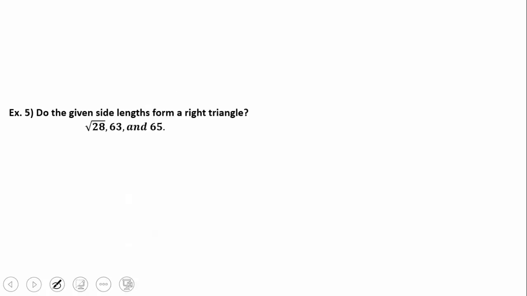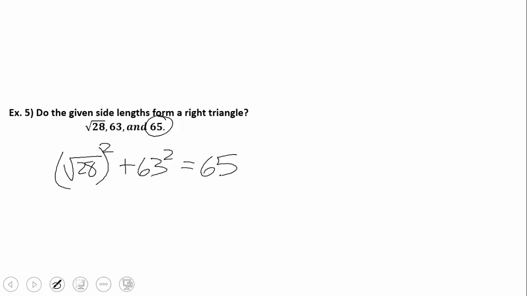Outstanding. One more time, and I know you can do these things, but I'm just showing you a little bit of difference that they're going to give you when they give you side lengths. They might give you some funky looking number, like the square root of 28. Still makes no difference. You know that the square root of 28 has to be less than 28. So you recognize that 65 is the longest side, so you go, hey, the square root of 28 squared plus 63 squared. Is that equal to 65 squared?